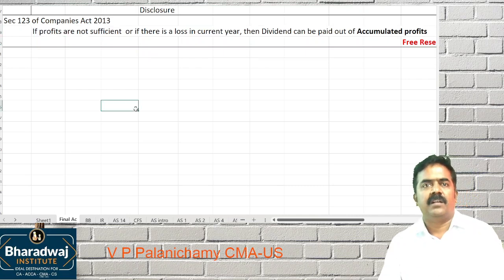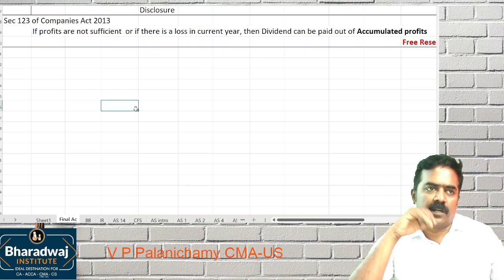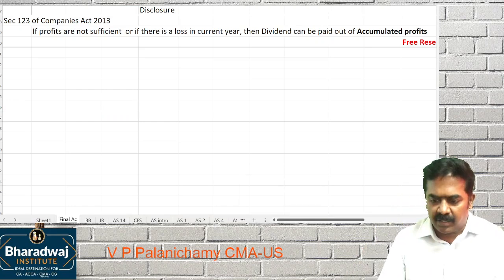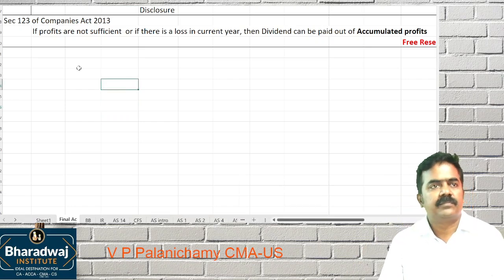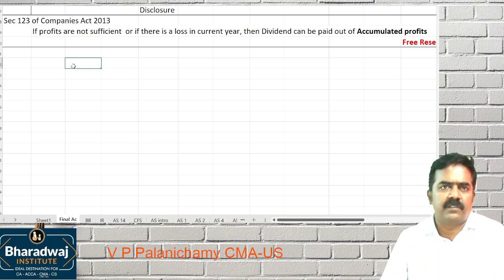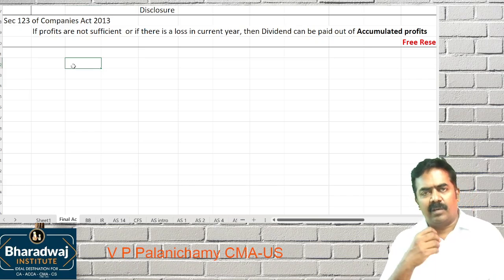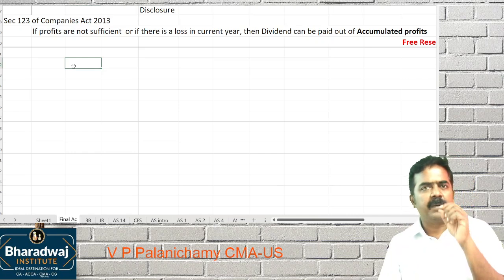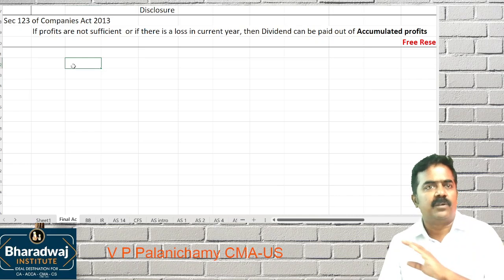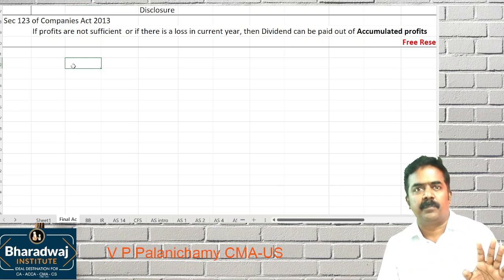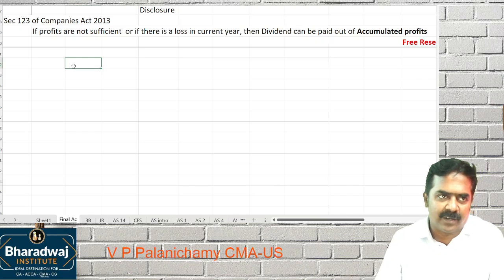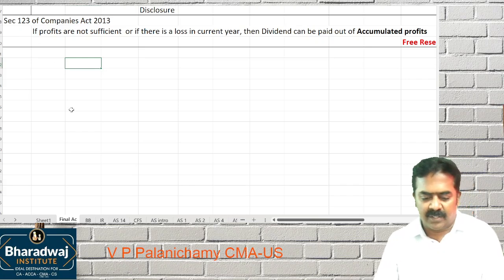For example, the company earned 10 crores net profit. The company wants to pay a dividend of 5 crore. Can they do? Yes. If they want to pay the entire 10 crores as dividend, can they do? Yes. So if you pay dividend out of current year net profit, there is no restriction. You can pay as much as you want. But if you want to pay dividend out of past profits, these rules must be followed.